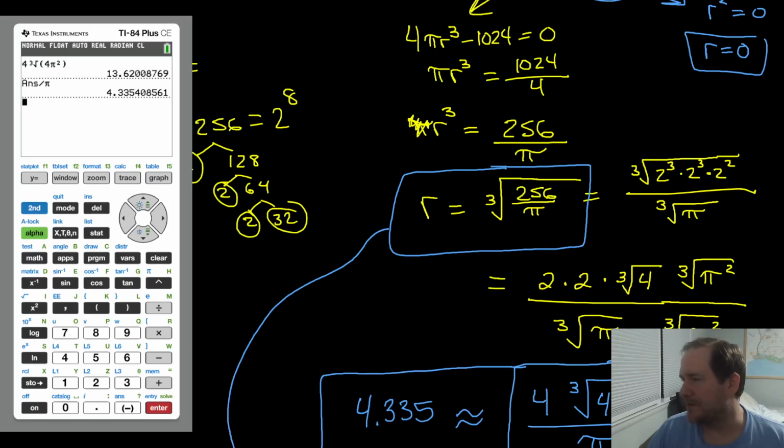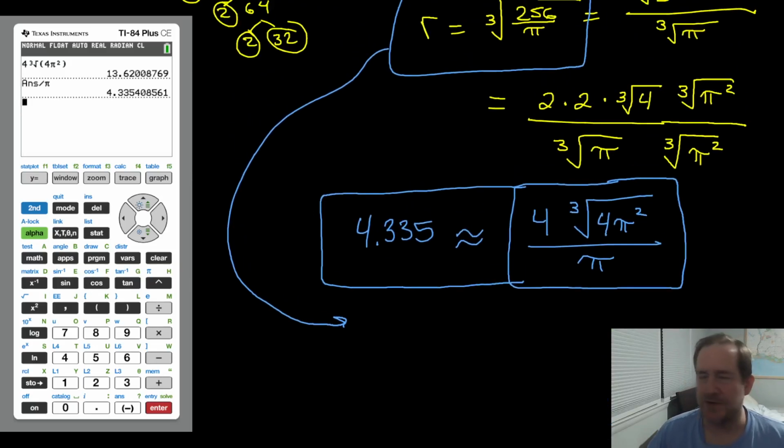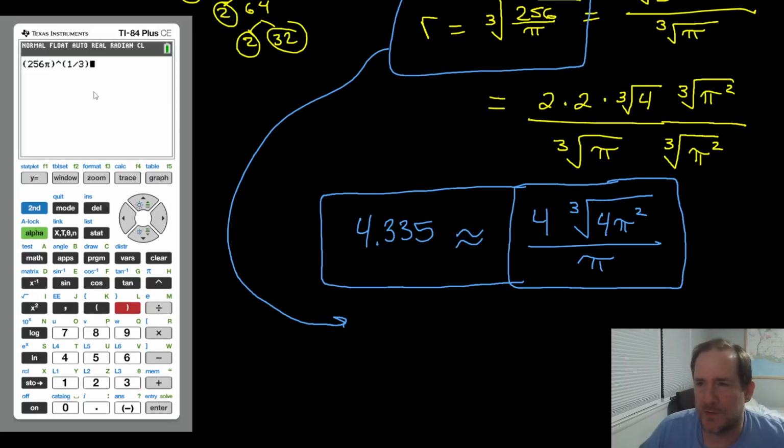But just to prove it to y'all that these are the same after all, what is this guy? Just the cube root of 256 over pi. So if you just plug that into your calculator, by the way, the other way to do a cube root is just to go 256 over pi and just raise it to the power of 1/3. Remember that just like 1/2 is a square root, 1/3 is a cube root. It's getting late. Yes, 256 over pi, cube root of that. It's going to be the same number unless I screwed something up, but no, it's the same number.